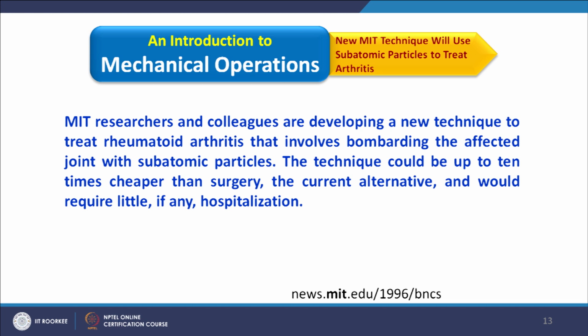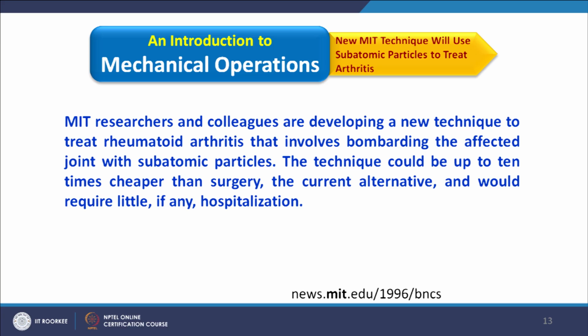Here I am having another example of particle size, where researchers have used particle size analysis to treat arthritis. This research has been done at MIT. MIT researchers and colleagues are developing a new technique to treat rheumatoid arthritis that involves bombarding the affected joint with subatomic particles. So you can understand that particles have a very important role in such severe diseases. The technique could be up to 10 times cheaper than surgery, which is the substitute at present. For rheumatoid arthritis, doctors used to suggest that you go for surgery. Now, instead of surgery, using that particle technology, we can also have recovery from rheumatoid arthritis, and this technique requires very little hospitalization, if any. About this you can study in detail at this link.